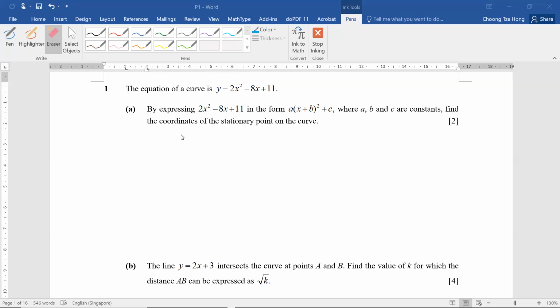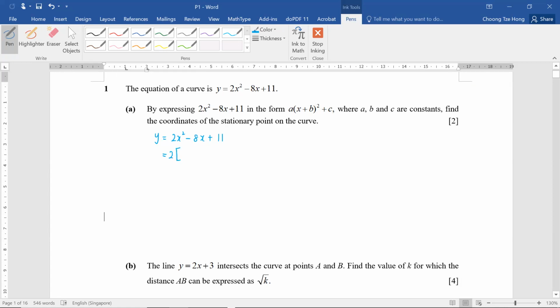So for this question, what they want you to do is to complete the square and express the quadratic expression in the completing the square form. That's basically what we are going to do. So let's start. y is equal to 2x squared minus 8x plus 11. To complete the square, we always need to factorize out the coefficient of x squared.